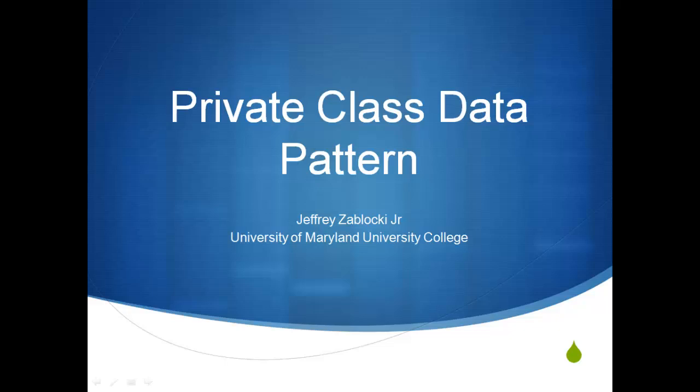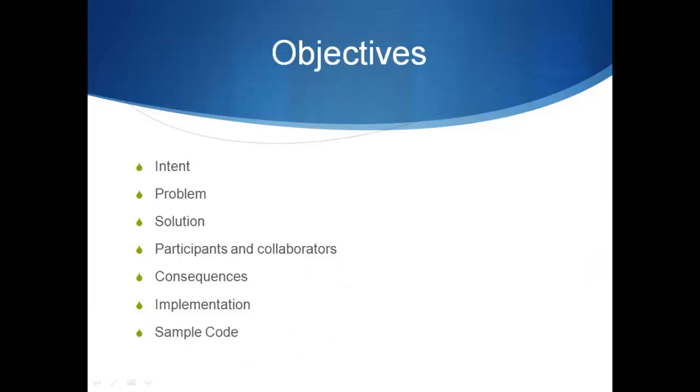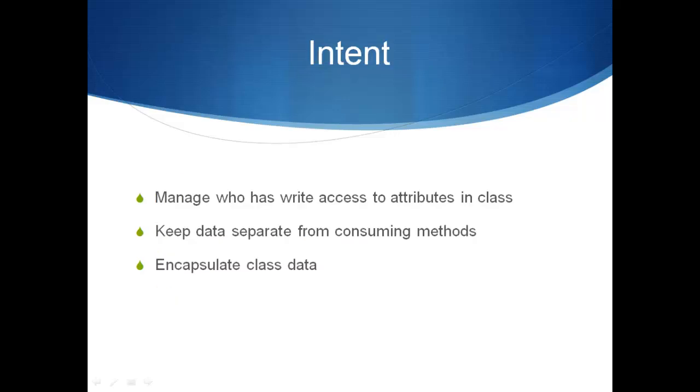In class we've been talking about design patterns, so I put together this presentation to go over what the private class data pattern is. From reading our textbook, Design Patterns Explained, we've learned that different design patterns are usually comprised of the following elements. We have intent, problem, solution, participants and collaborators, consequences, and then implementation. And then usually to go along with everything, you can find some sample code to demonstrate how the different design patterns work. So the intent.